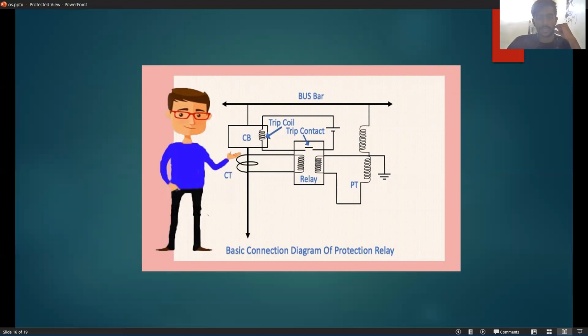And here is the bus bar, the basic connection diagram of a protection relay. The bus bar is connected to the CB, and the CB consists of a trip coil. And here is the relay, which consists of a trip contact. So here is the basic connection. So how the current passes and how it is protected inside the system.